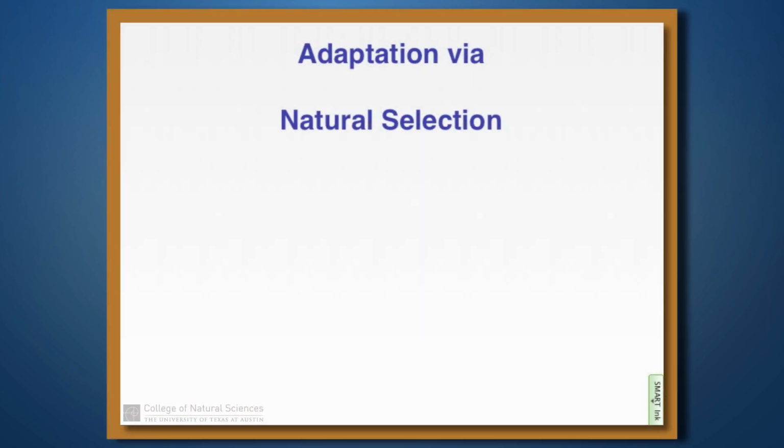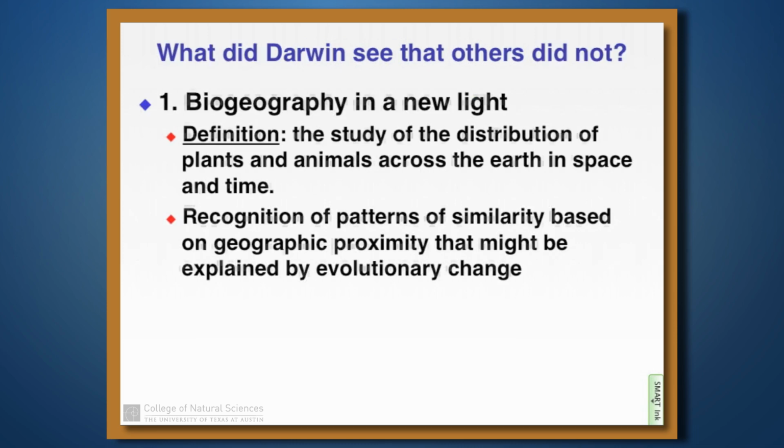Adaptation via natural selection. In this video, we're going to talk about how Darwin's ideas about natural selection cause adaptive evolution. So before we do that, let's talk about what Darwin saw that others didn't see that led him to thinking about evolution via natural selection.